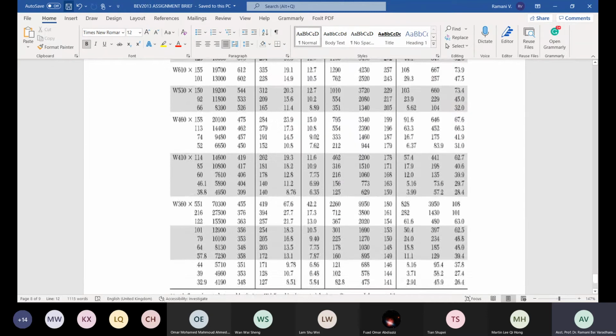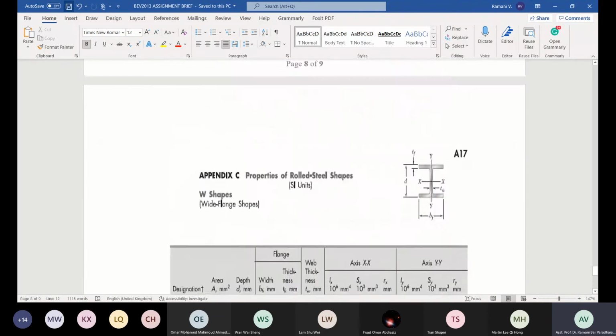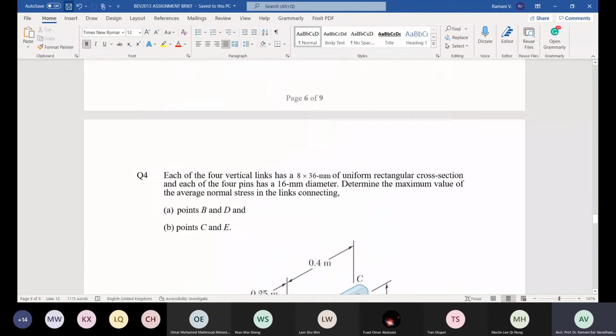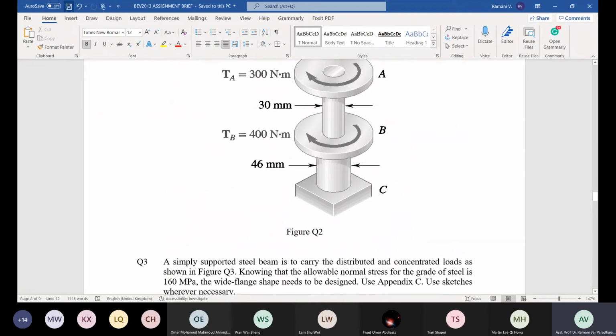Hope you will enjoy this assignment. Anywhere you get stuck, ask me and I will solve it. That day, I think Martin asked one question, but check with me. I want to see whether you also have the same question.